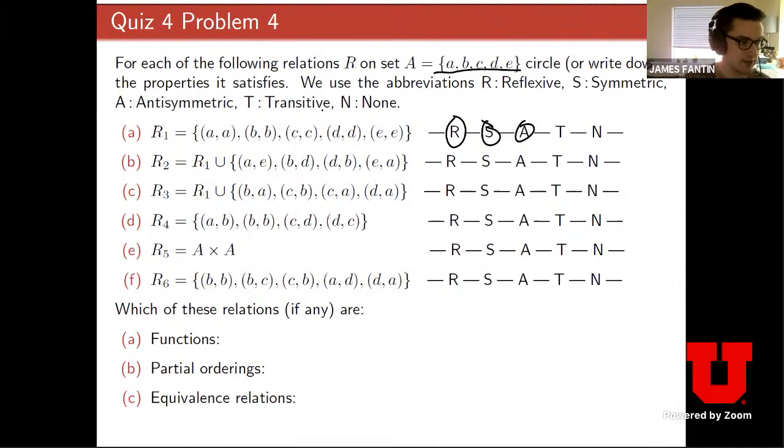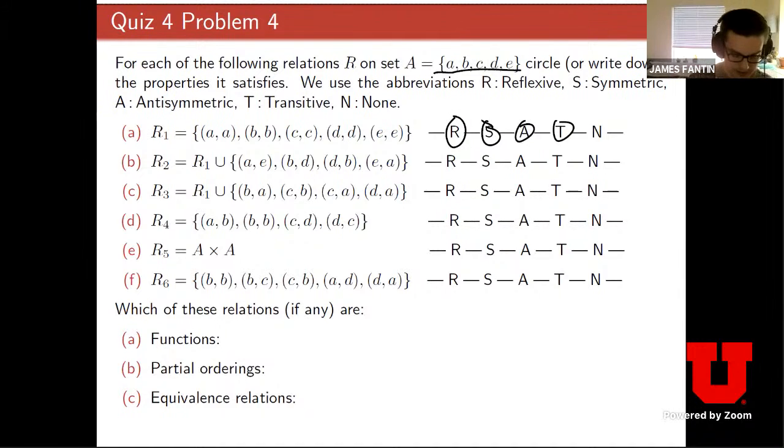Similar for antisymmetry. This relation is also antisymmetric for a similar reason, because there is no such (A,B) in the relation. And for a similar reason, this is a transitive relation, because we don't have any such (A,B) and (B,C) for us to be required to have (A,C). So this just holds. This relation is basically an equality relation, where we only have (A,A), (B,B), (C,C), (D,D), (E,E). And this is the only relation that has all 4 properties: reflexive, symmetric, antisymmetric, and transitive.